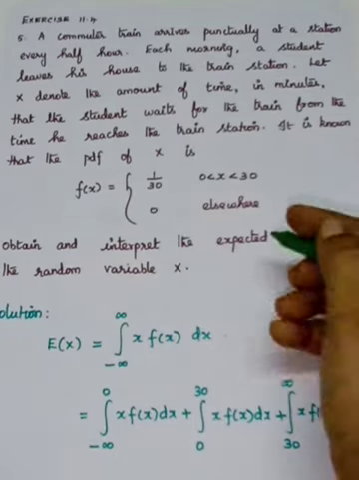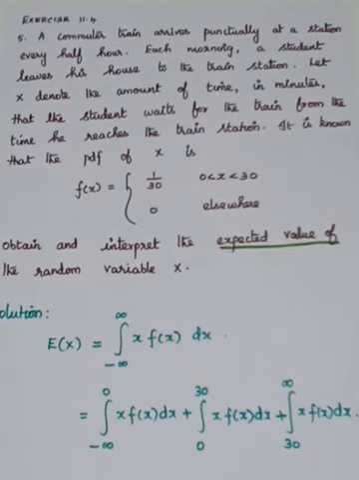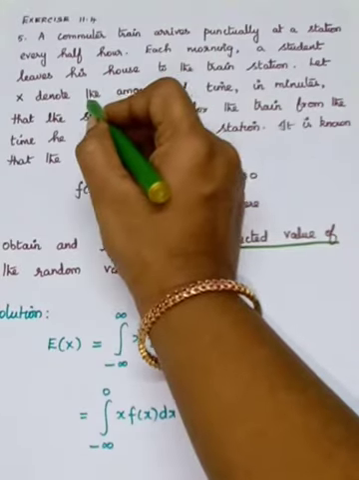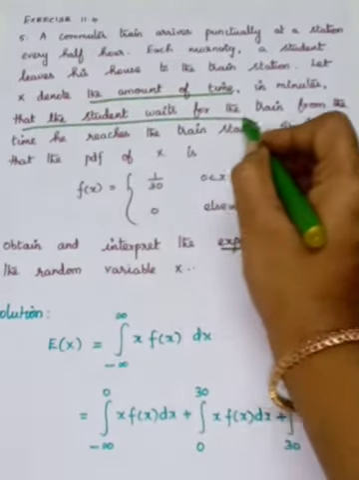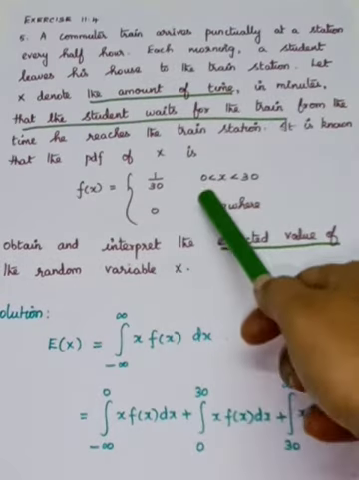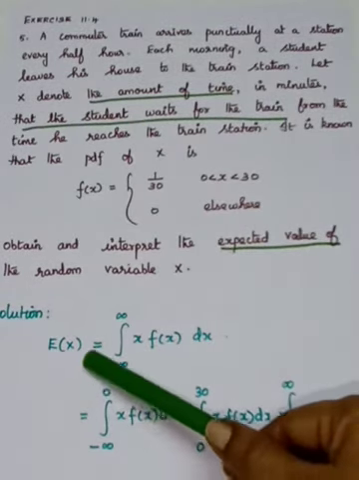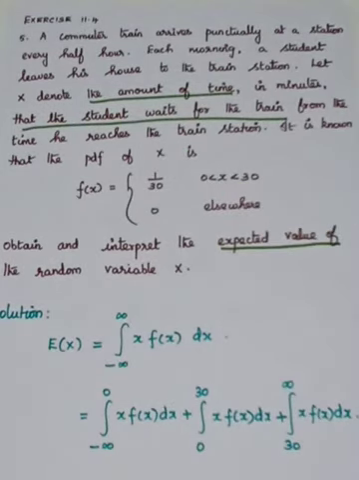What is asked? Expected value. Expected value of x means E of X we have to find out. And what is your x? You see that it is the amount of time that the student waits for the train from the time he reaches the train station. We have identified it is a continuous random variable.